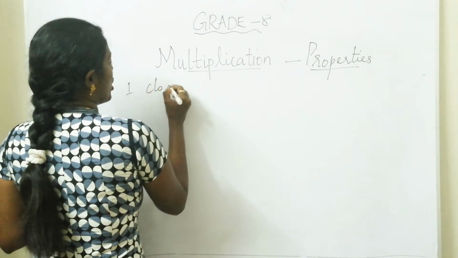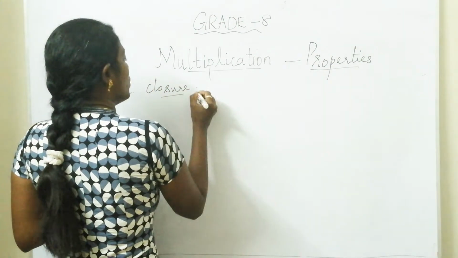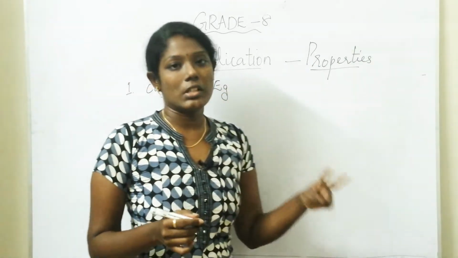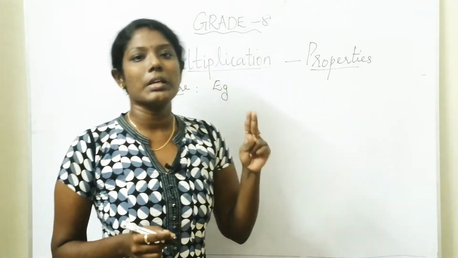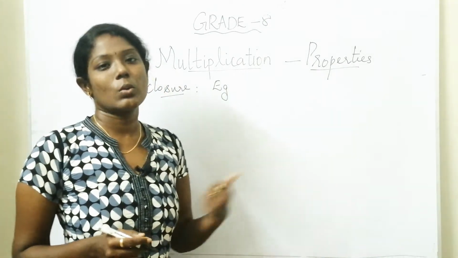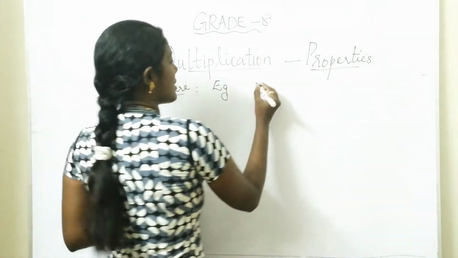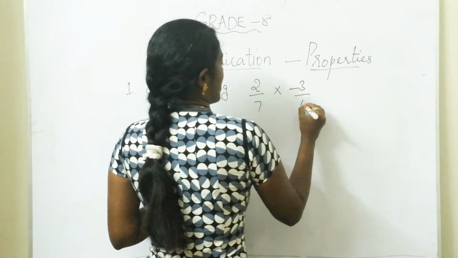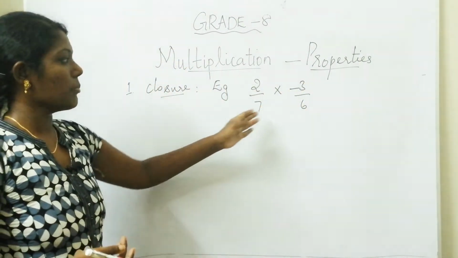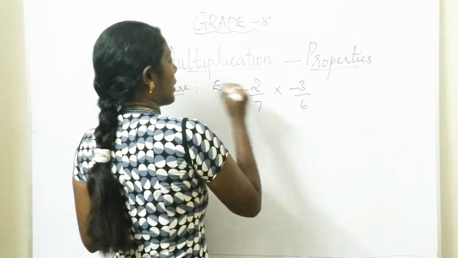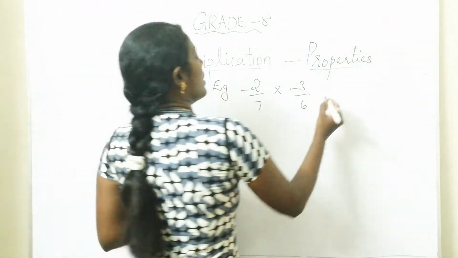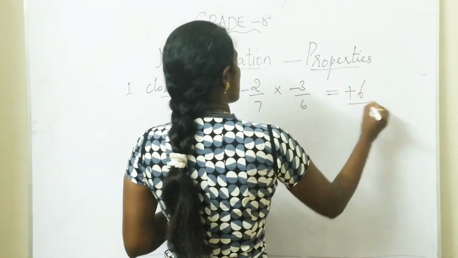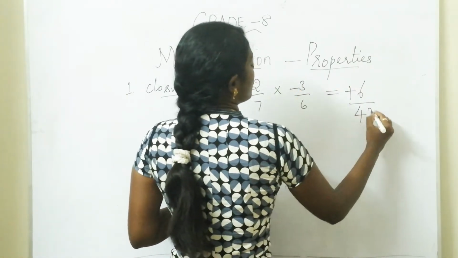First, closure property. As we already know, when we multiply two rational numbers, the answer should also be a rational number, and that is called closure property. So I'm going to multiply 2 by 7 and minus 3 by 6. I'm going to take two rational numbers and multiply them, or let it be minus 2 by 7 for a change. Now minus into minus is plus, 2 3s are 6, 7 6s are 42.